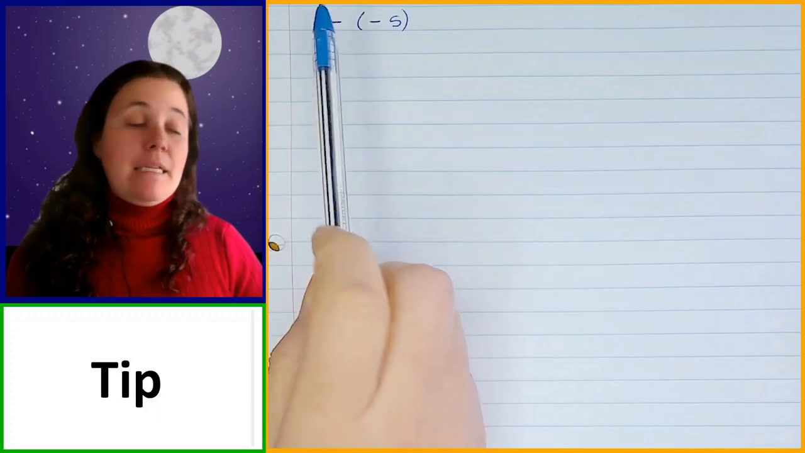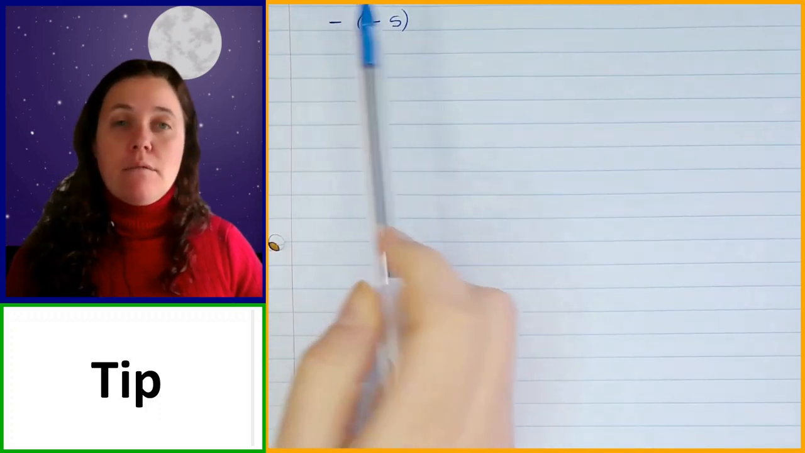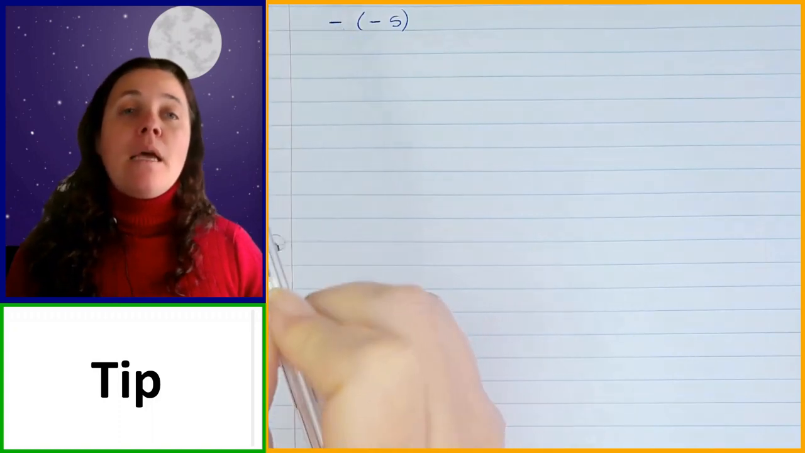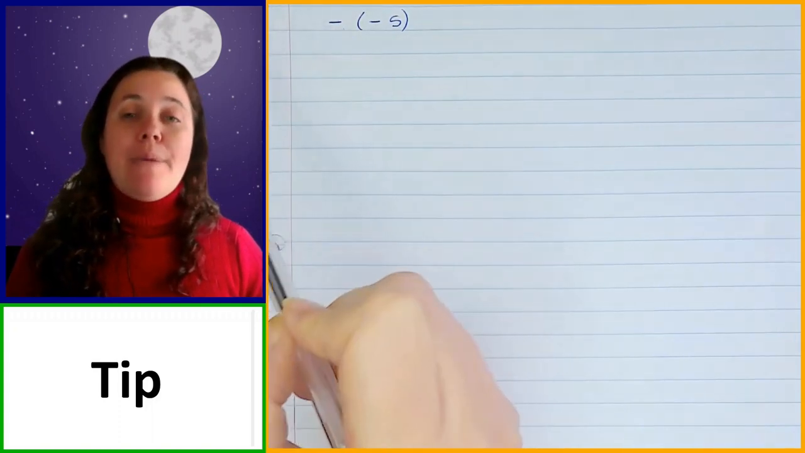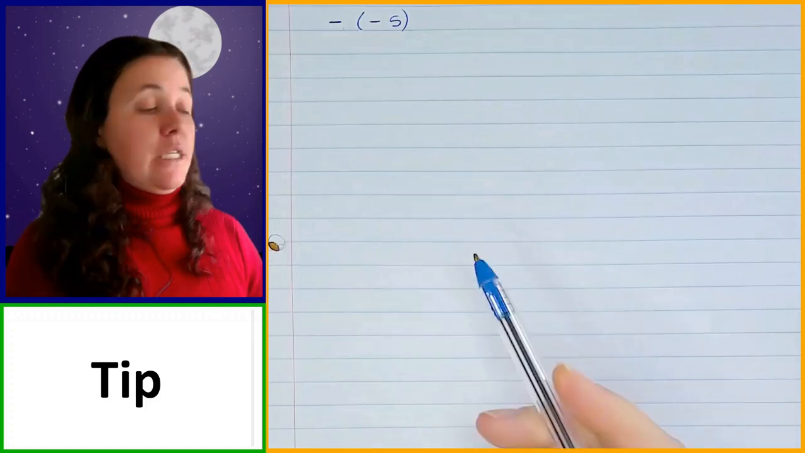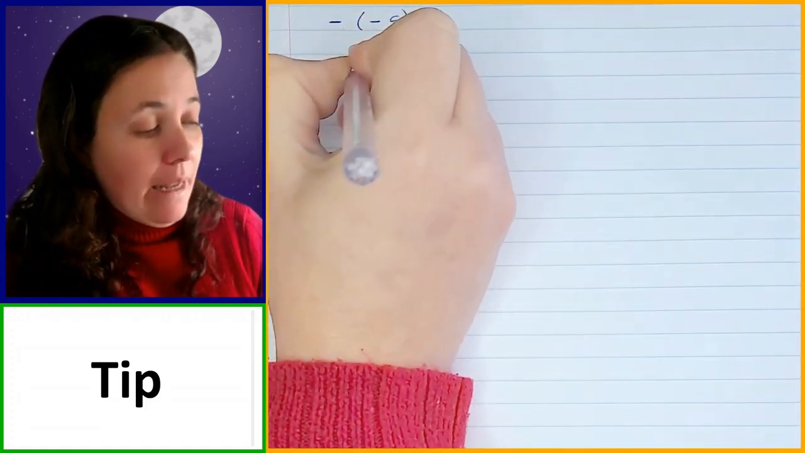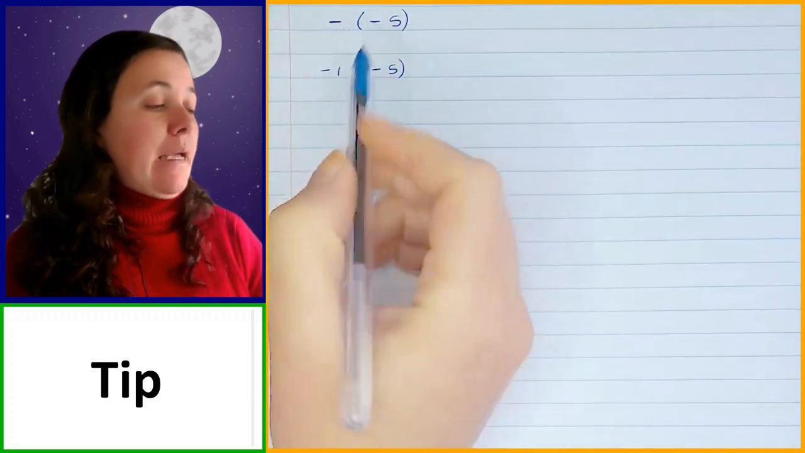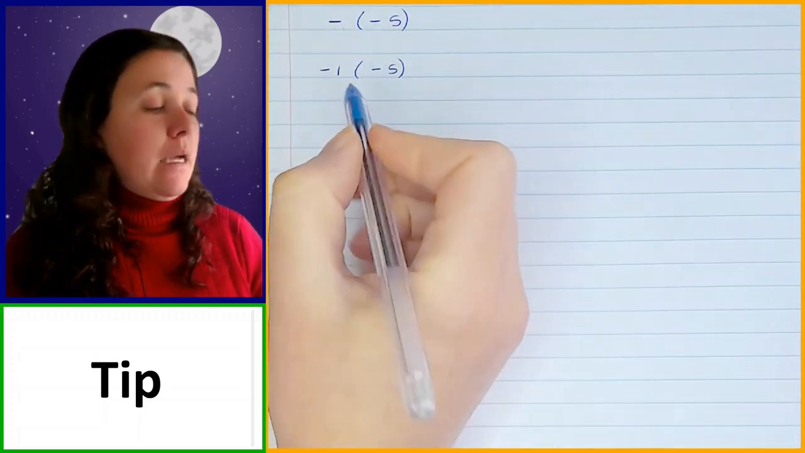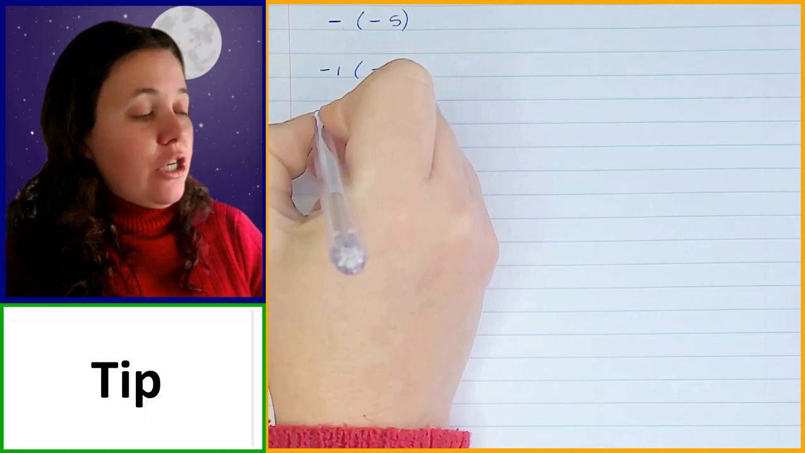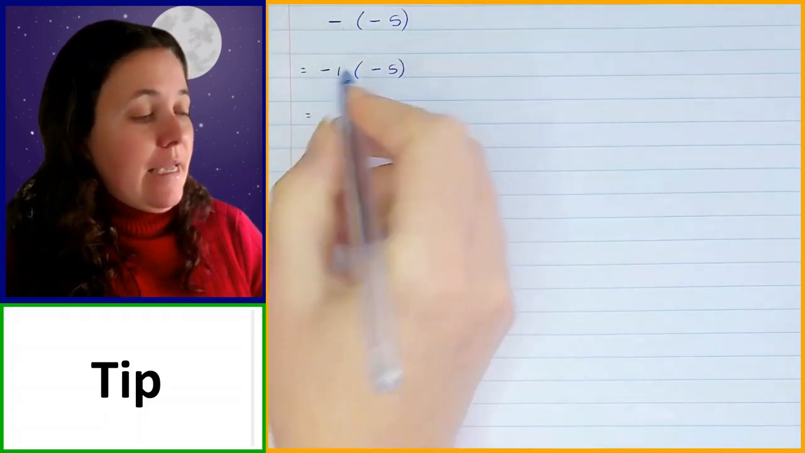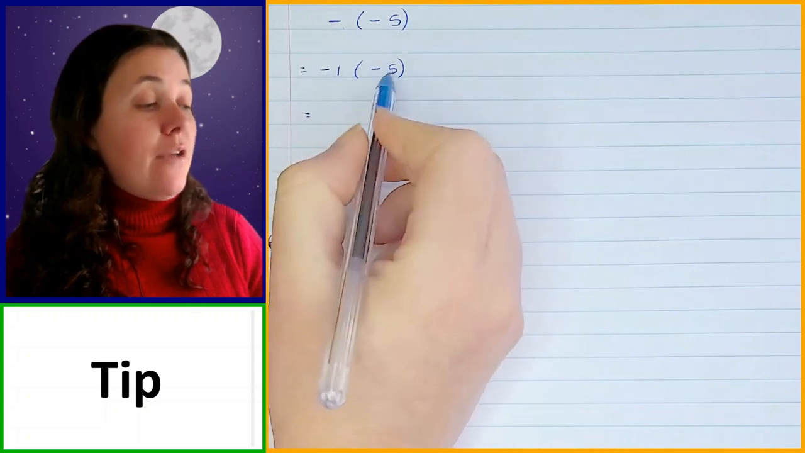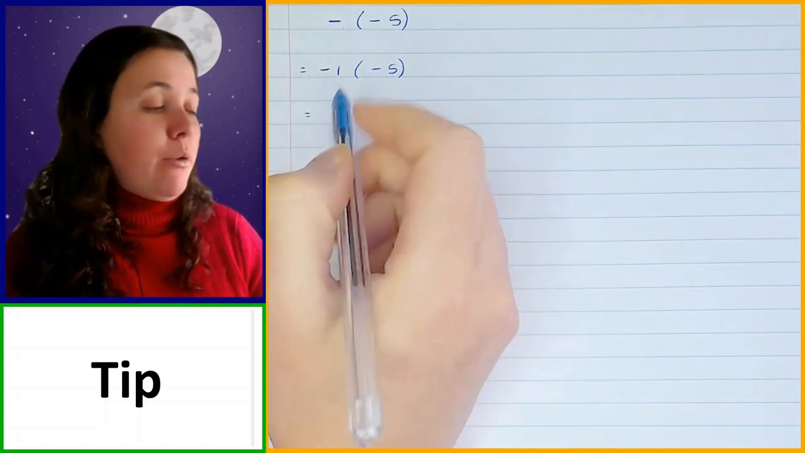Now we already said if there is no sign, it means multiplication. But in this case, I don't have a number there either. If there is no number, it means that it is 1. So in this case, this means negative 1 times negative 5. So you are multiplying what is inside the brackets by negative 1. So then what you're actually going to end up with is a positive answer, because negative times negative is positive. So if whatever's inside is negative, you'll end up with a positive answer.